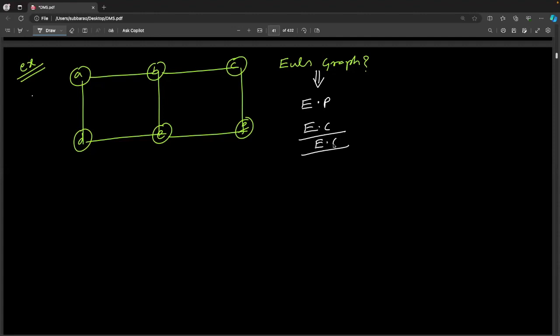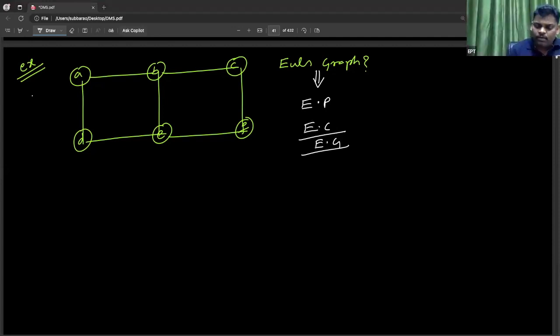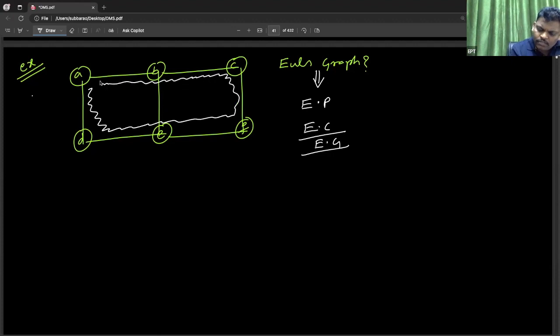Let me try one by one. Remember, every edge should be covered exactly once. I am covering now. Can you see this one? Every edge will be covered exactly once. I am going like this without raising the pen. Let's see how I am doing. I will go like this, like this, like this. But what about this edge? Fine.